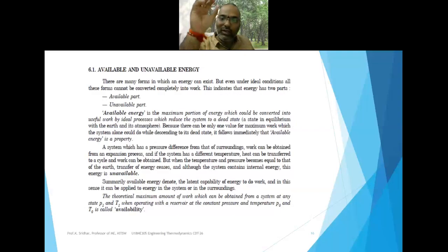Q1, the heat input, is constant, and whenever the Q2 value is less, the W value will be higher. As engineers, we always have to think about the mechanism to get the higher useful work which can be obtained from a particular device or a particular system. Available energy is nothing but the maximum portion of the energy which could be converted into useful work.